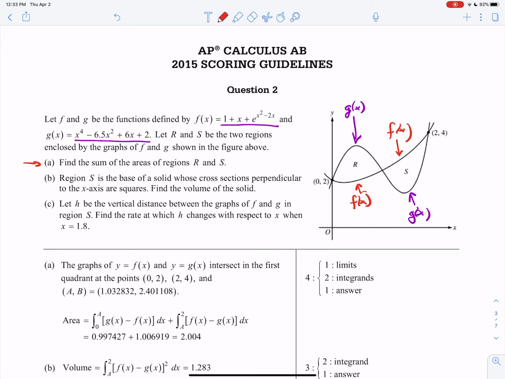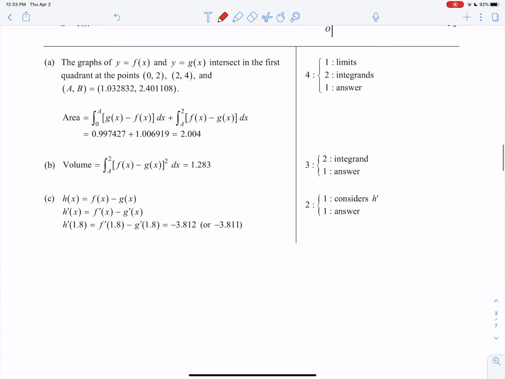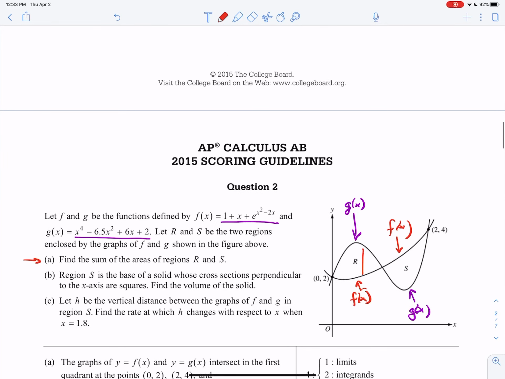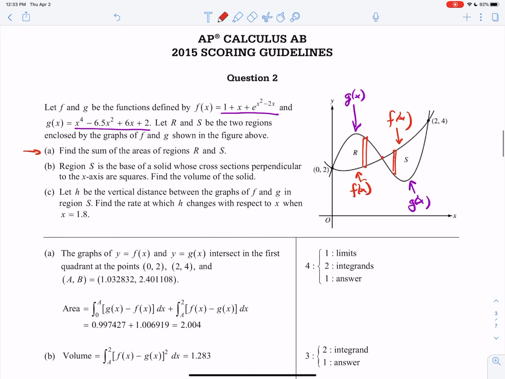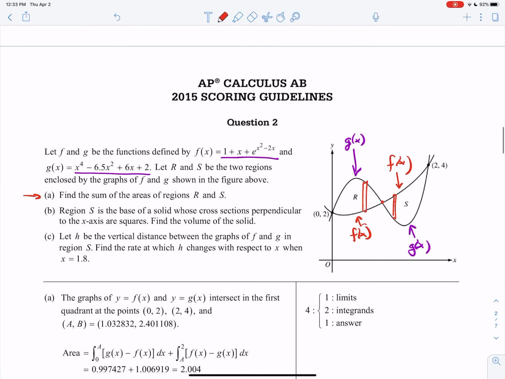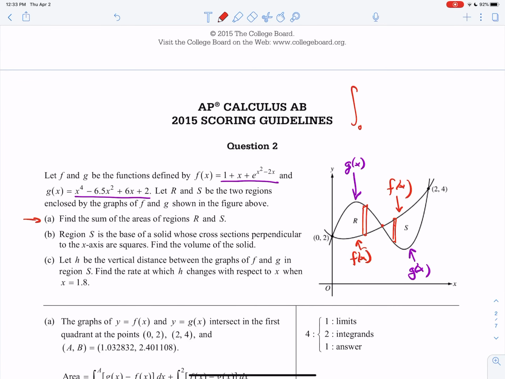But if you notice, in region R, your top is your g of x, your bottom is your f of x. But the moment you pass this intersection point, your top and bottom changes. So this is going to require us to set up two different integrals here, okay? We actually have to go from 0 to something of g of x minus f of x dx, okay?